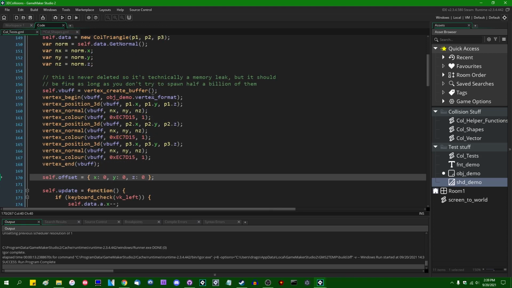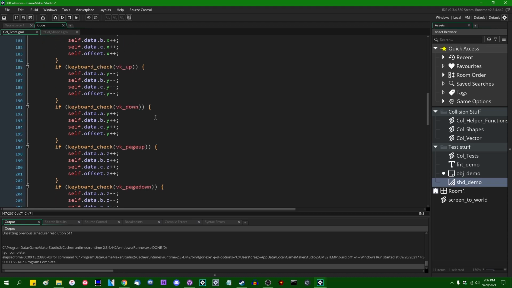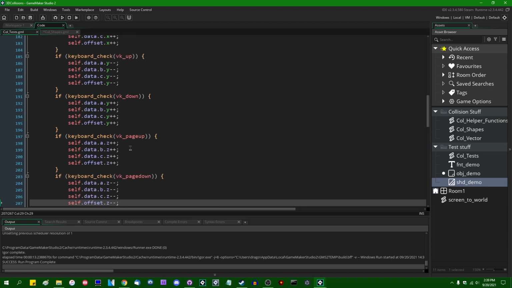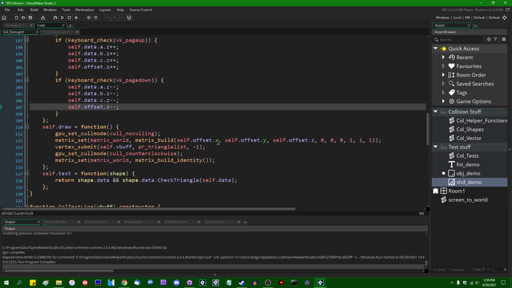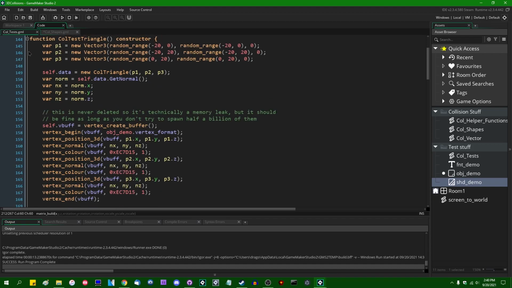So I've updated the tests a little bit. For now, to make it easier to check the triangle against the point, I am generating the triangle with its z-coordinate of 0 again, so that it's lying flat on the ground. That's just going to make it easier for me to put the point in a position where it's intersecting the triangle. And I've also added a little bit of code so that we can actually move the triangle around, and also so that it's drawn in the correct location when it's moved around. So that'll be a little bit different from the test project at the end of the last video.